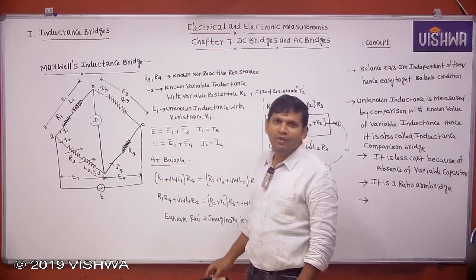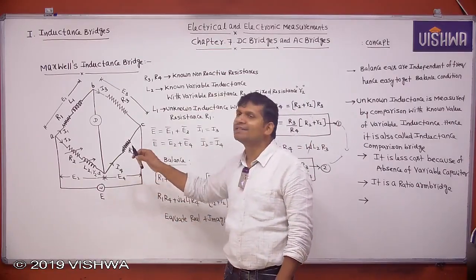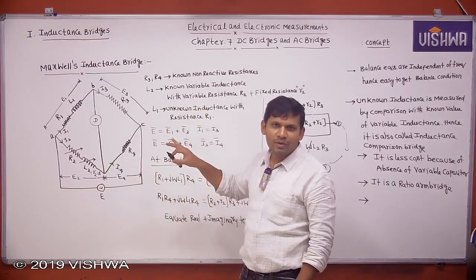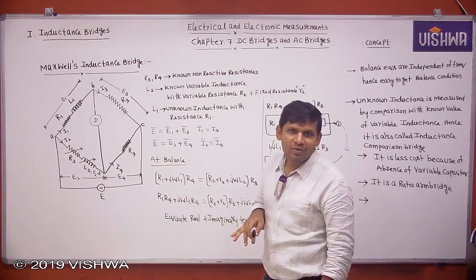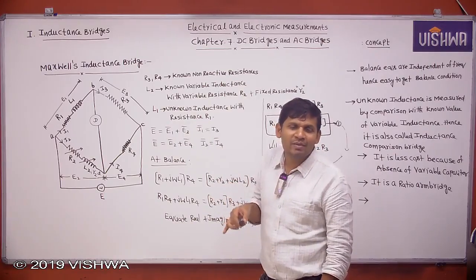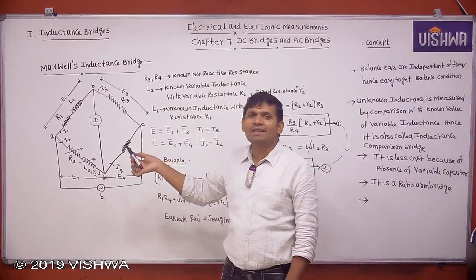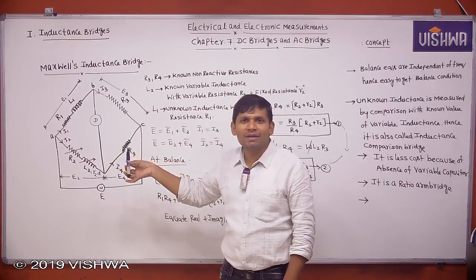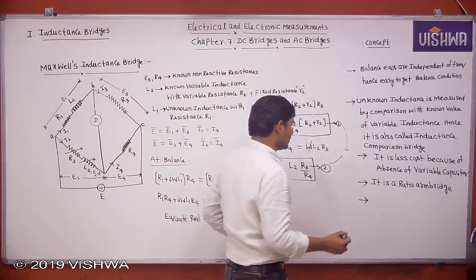Which of the following inductance bridges is not used to measure the quality factor? Maxwell's inductance bridge. I told already, quality factor is measured at resonance condition. For existence of resonance, there must be an inductor and a capacitor. Even though this bridge has inductance, it does not consist of a capacitor, that's why this bridge is not used to measure the quality factor.